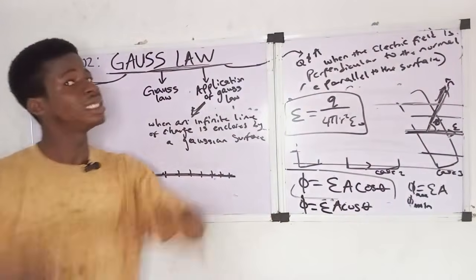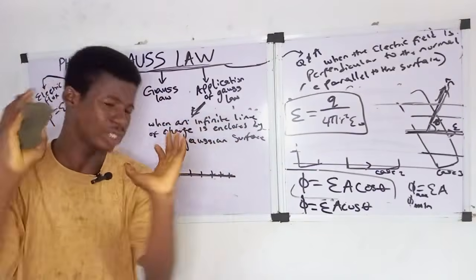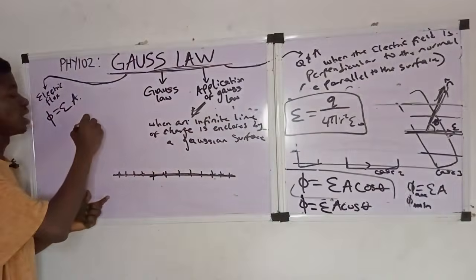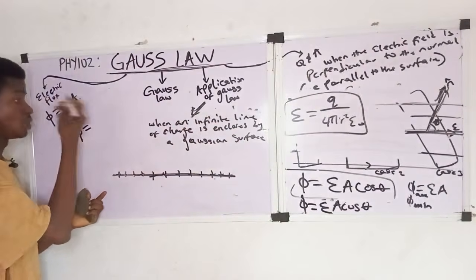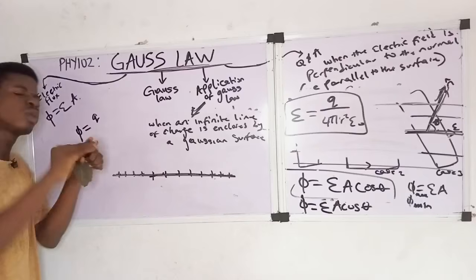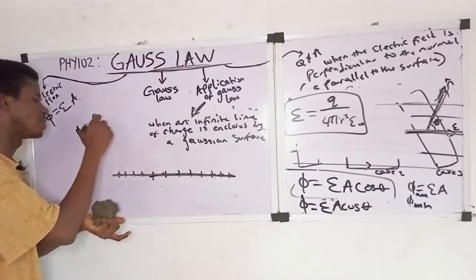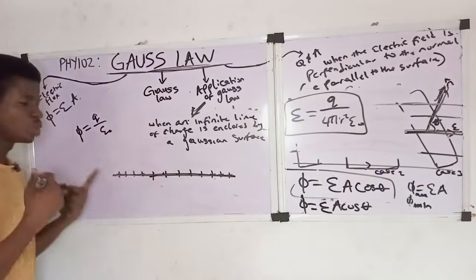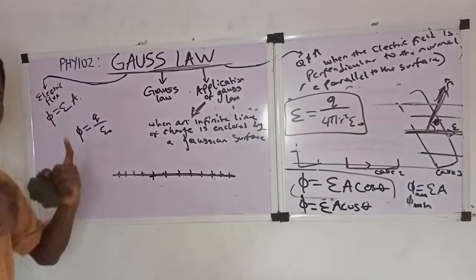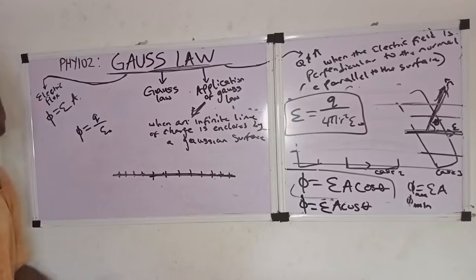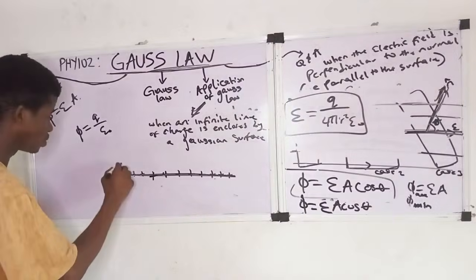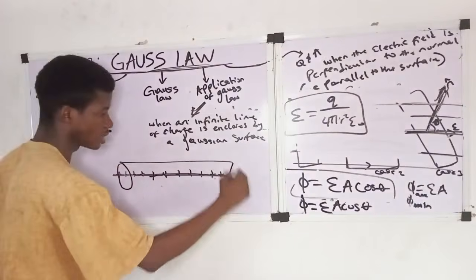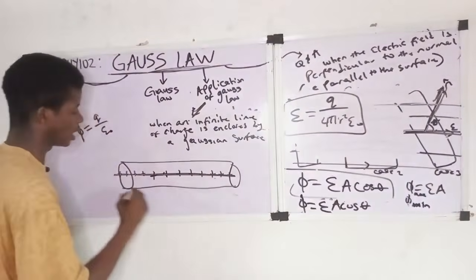Remember, for Gauss law, the charge needs to be enclosed in a surface first. Gauss law says that the electric flux is equal to the charge enclosed divided by the permittivity of free space. So this charge needs to be enclosed. Which Gaussian surface are we going to use? We use a cylinder. So the cylinder acts as what?